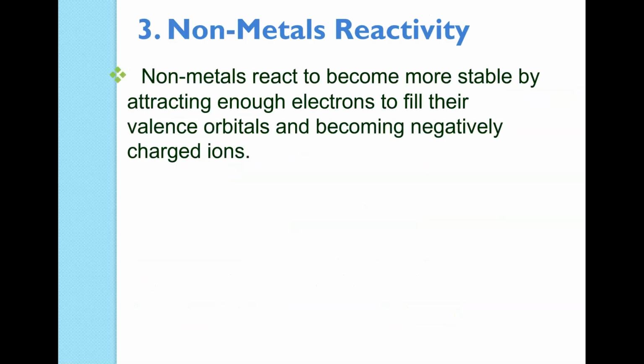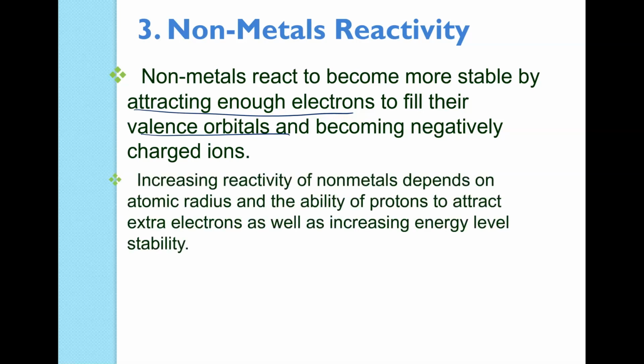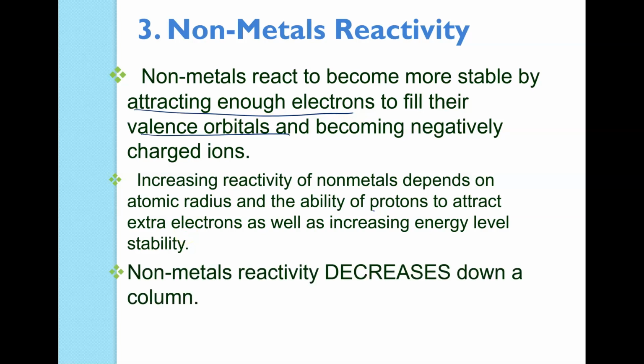Okay, nonmetals are the reverse. They tend to become more stable by attracting enough electrons. So they're going to pull more electrons into them to fill up their valence orbitals, and they become negatively charged ions. That means the increasing reactivity of nonmetals depends on the radius being small and the ability of the electrons to attract them, as well as the stability of the energy level. It decreases down a column because the radius gets bigger.